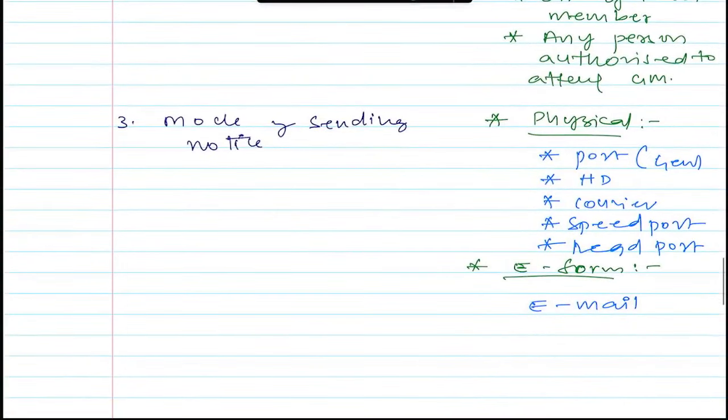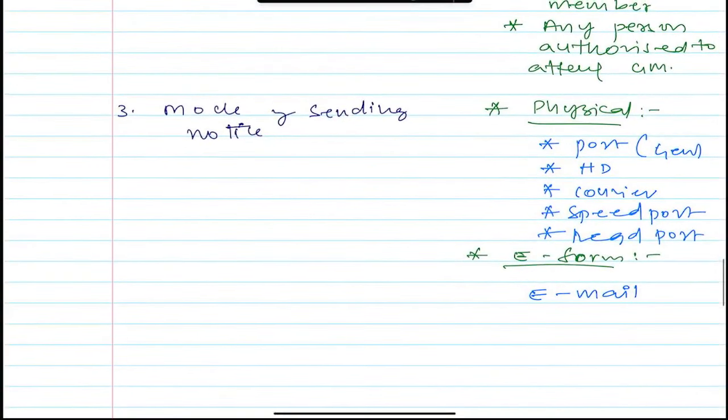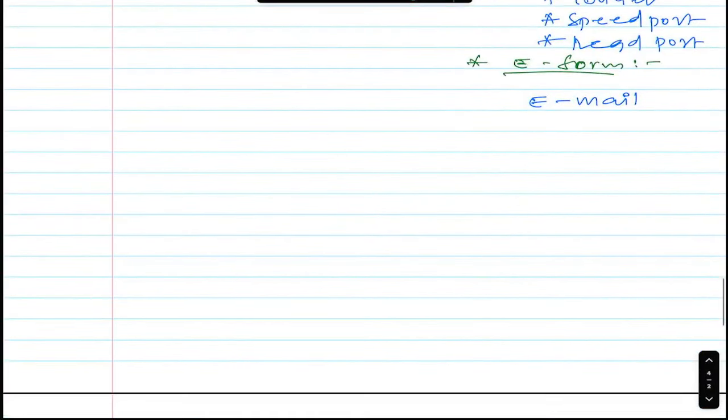Okay, next. Mode of sending the notice. How to send the notice physically? Post, hand delivery, courier, speed post, registered post, etc. Next, e-form. Electronic form means you should not send WhatsApp. That's why it is clearly written: WhatsApp, Telegram not allowed. What is allowed? Only email. Everyone understood the concept clearly? Done with the concept.